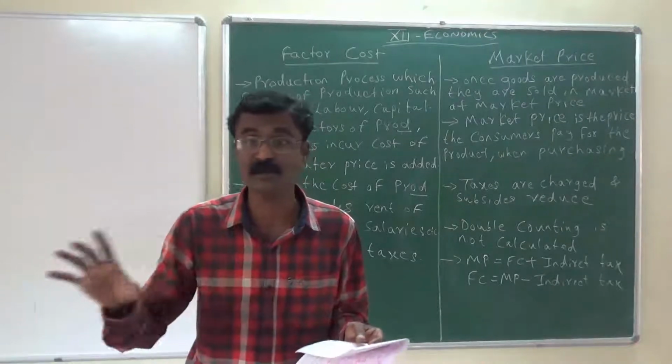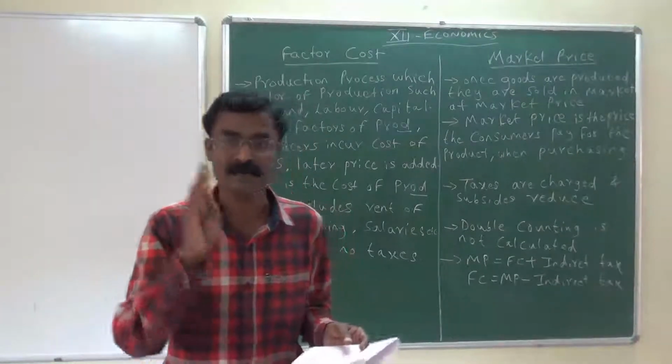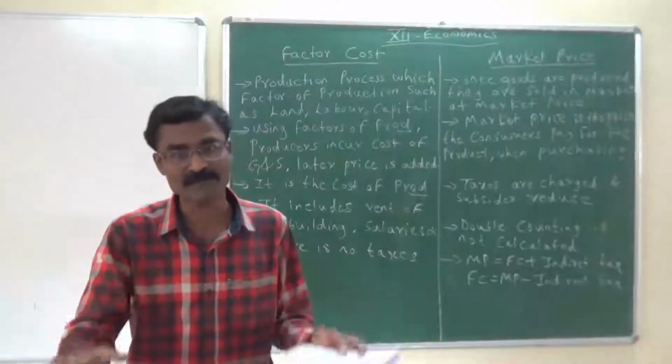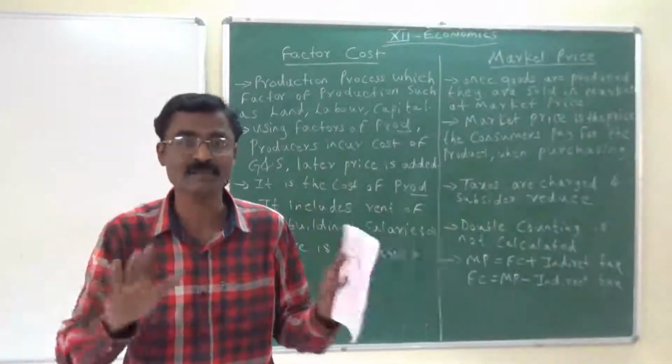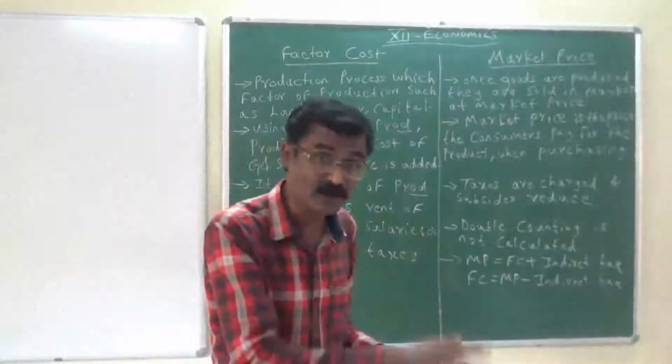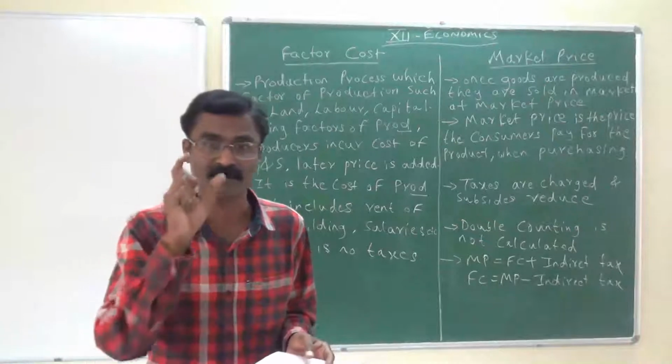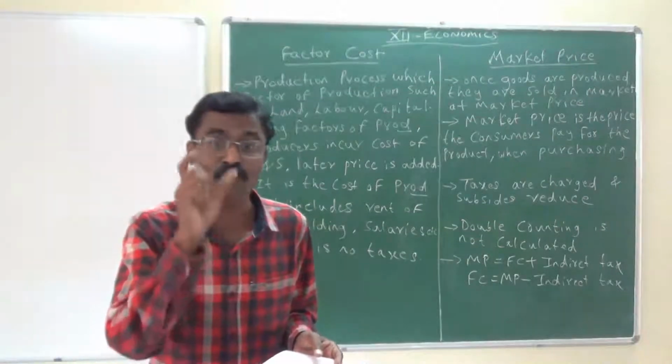Now factor cost does not include anything else. It includes only the land or the bakery which I have, my 2 employees, the machinery, the electricity. That's all. That is the factor cost. So I have invested 100 rupees and I have manufactured 10 breads at 10 rupees each. 10 rupees is my cost of production.